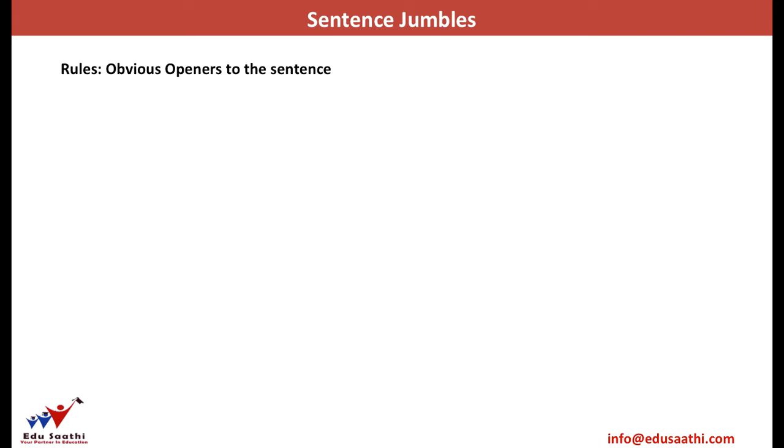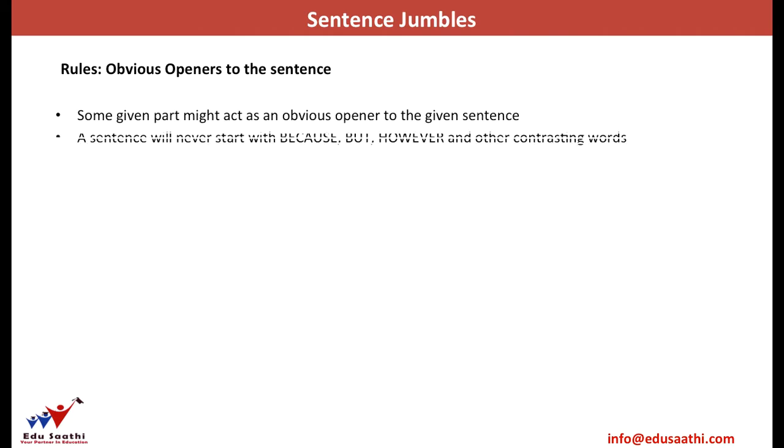Now let us discuss some rules. First rule says that there might be certain obvious openers to the sentence. For example, we remember that in our junior classes, we had stories that started with once upon a time there was a king. Here, once upon a time is an obvious opener to the sentence as well as the story. So we may get certain obvious openers to the sentence.